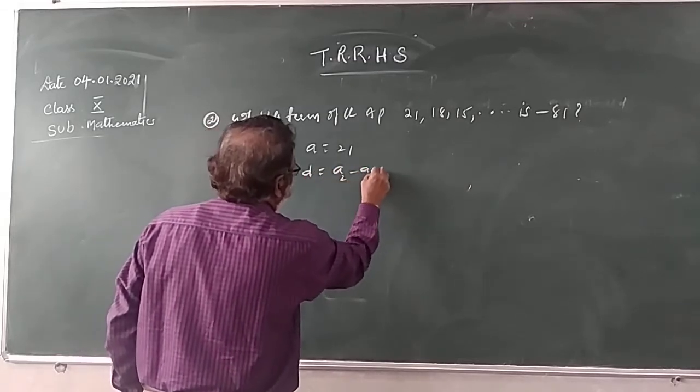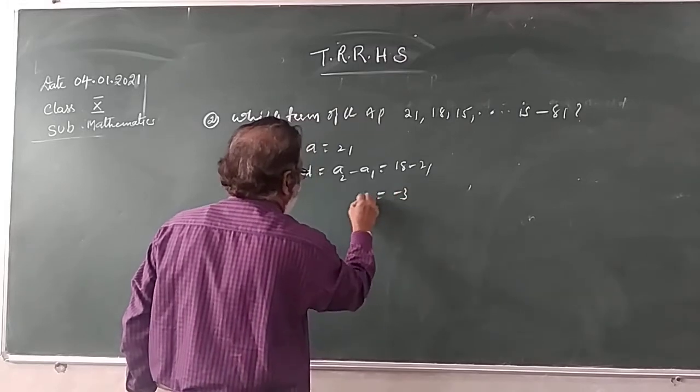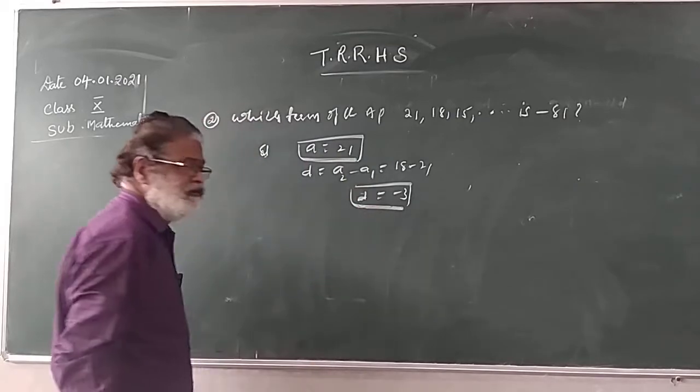D is equal to A2 minus A1. A2 is 18 minus 21, so minus 3. D is equal to minus 3. A is equal to 21.